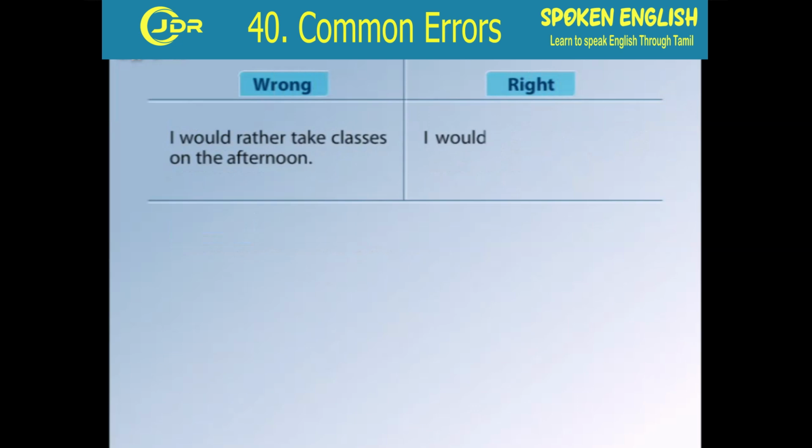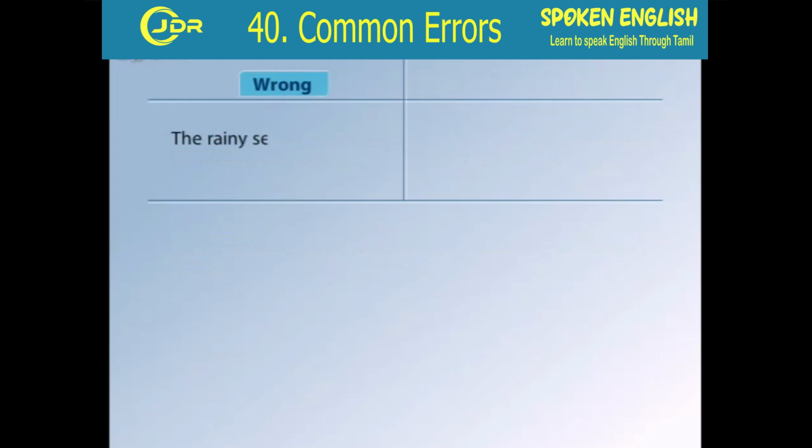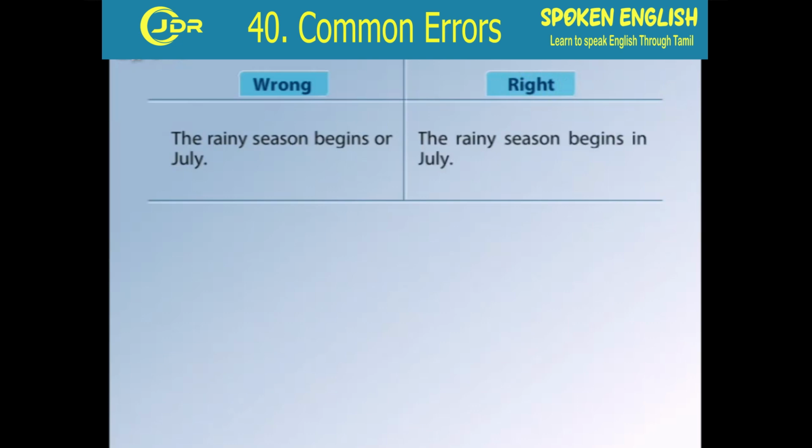Right: I would rather take classes in the afternoon. Reason: before periods of the day, morning, evening, afternoon, use "in". Wrong: The rainy season begins on July. Right: The rainy season begins in July. Reason: before names of months, use "in".